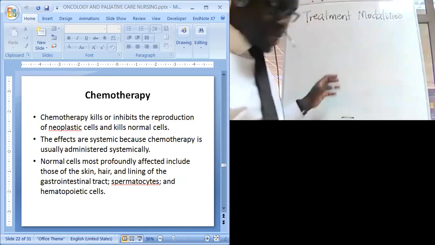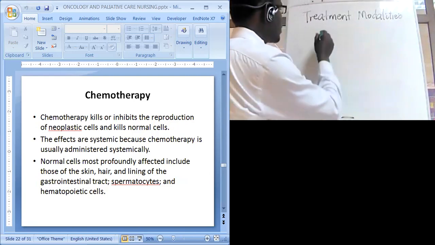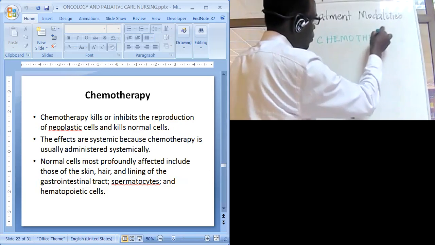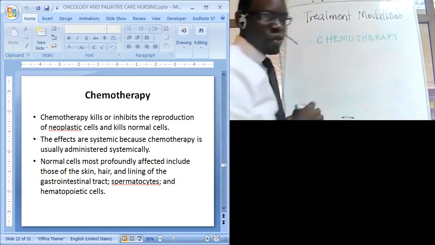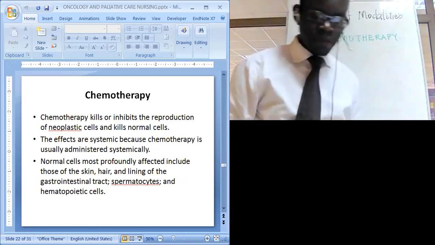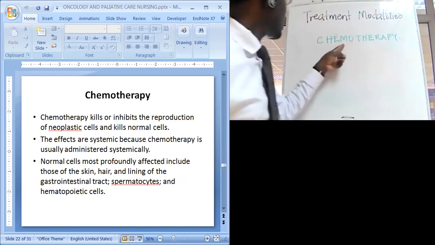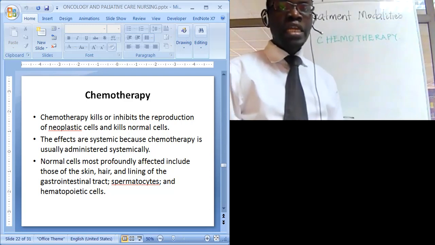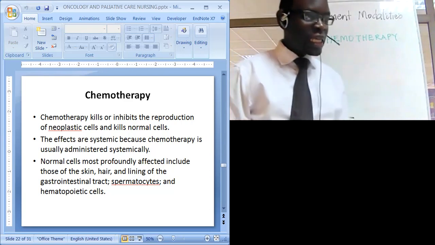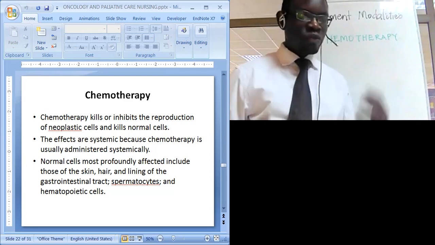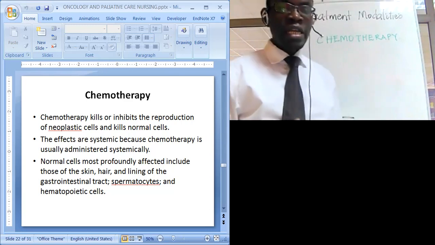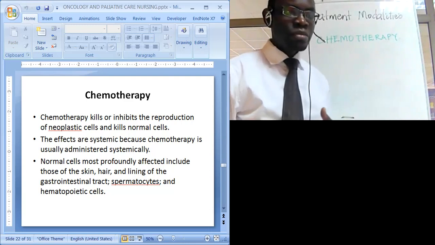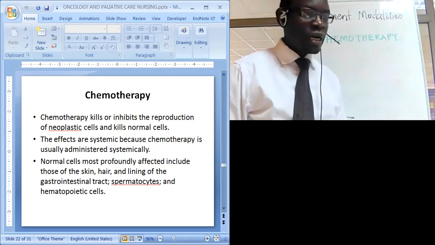Then we also have chemotherapy. With chemotherapy, we are saying that the person is being given medication. Chemo stands for medication. They are given anti-cancer medications, and these help to either inhibit or kill the multiplication of these cells. Usually the effects are systemic. In other words, they are evidenced throughout the whole body, because it is usually administered systemically. In most cases, it's given via an IV line.